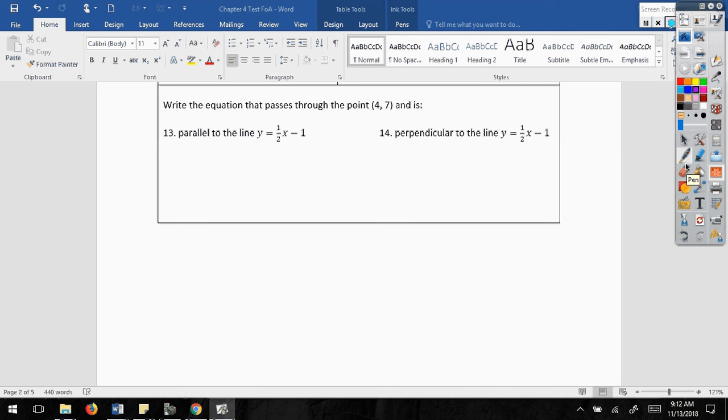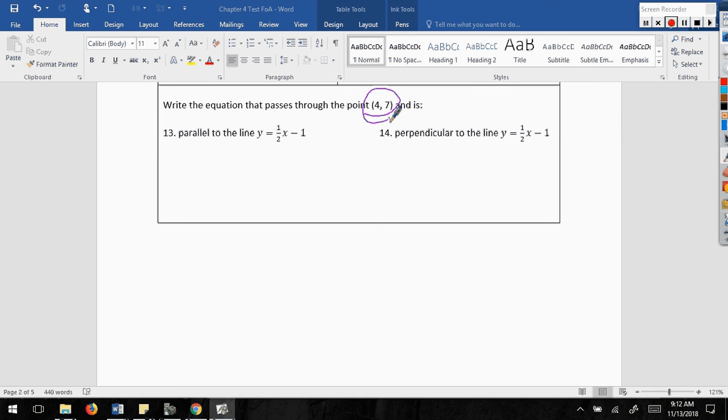Okay, so 13 and 14, same thing. Parallel, now I'm going through the same point here, right? So parallel means same slope. So my slope is going to be my m here, which is 1/2. My point is 4,7. So again, I would use point slope form. Y minus 7 equals slope times x minus 4. Okay?